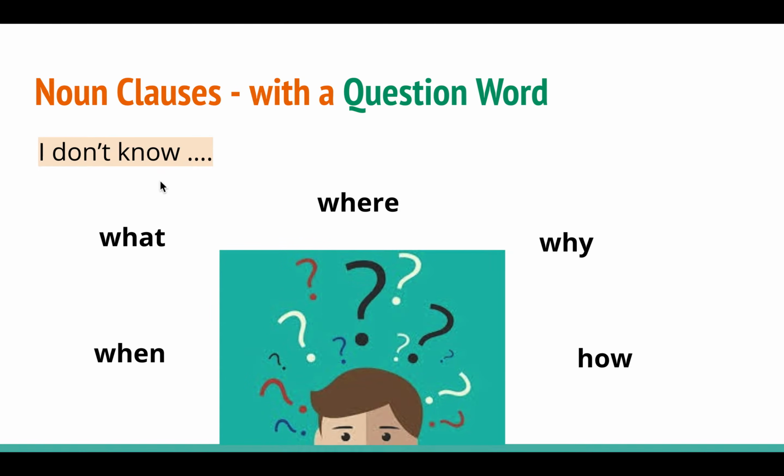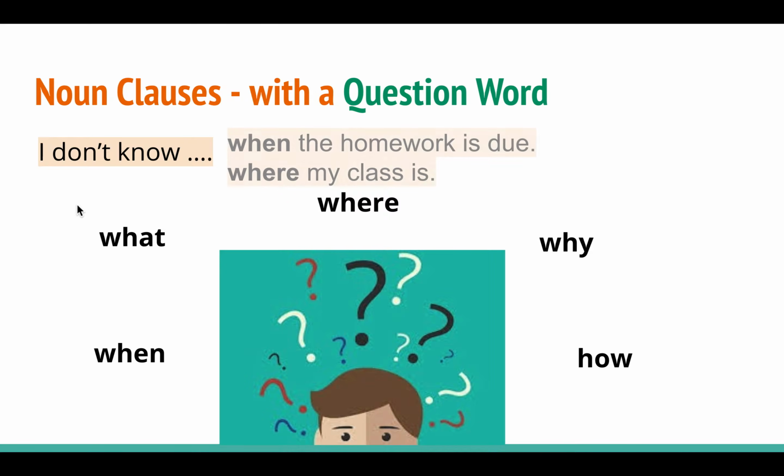For example, you could say, I don't know when the homework is due, or I don't know where my class is. So last time we talked about when that begins a noun clause, but here we're talking about when a WH question word begins a noun clause. Notice that the subject and the verb order is the same. It's always followed by WH question plus a subject plus a verb.